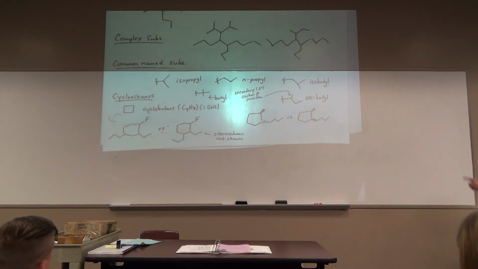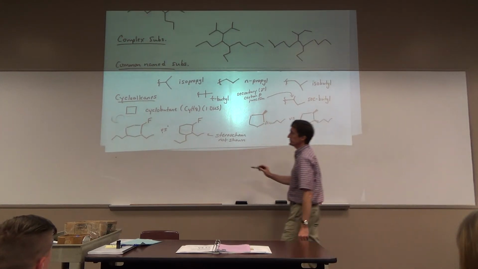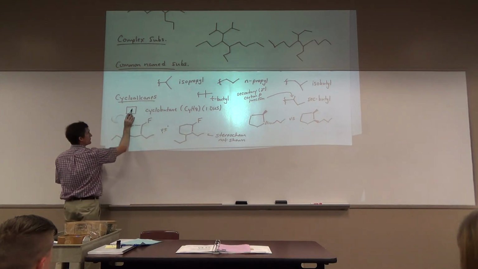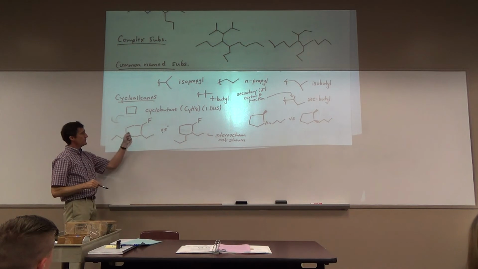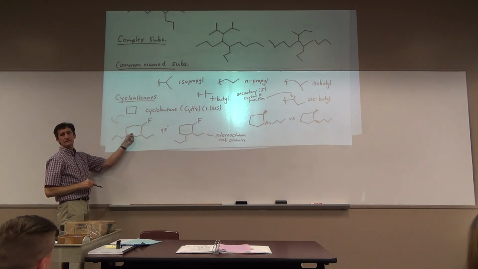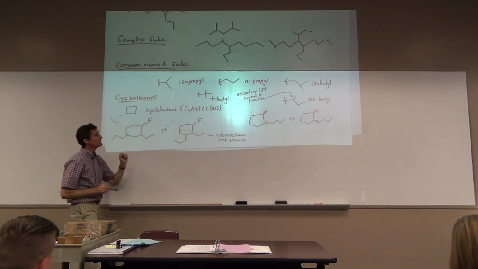Okay. Then your cycloalkanes are going to be just your rings, like this is a cyclobutane. It's an alkane that's in a ring. Most common is cyclohexane. Not necessarily most common, but it's the one we're going to be looking at.